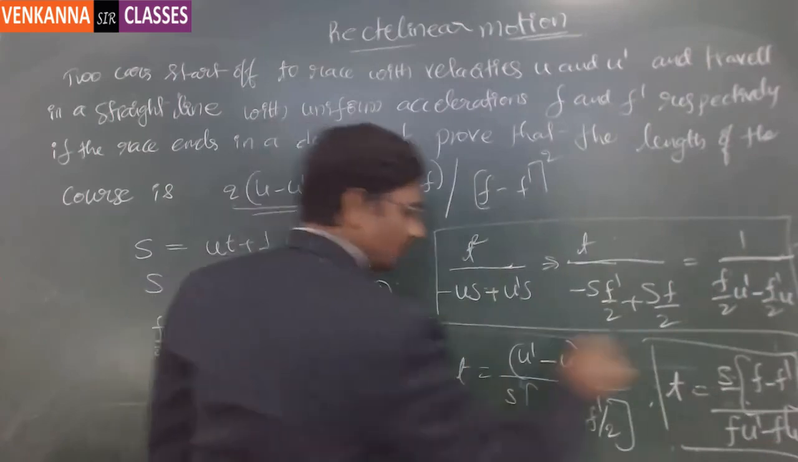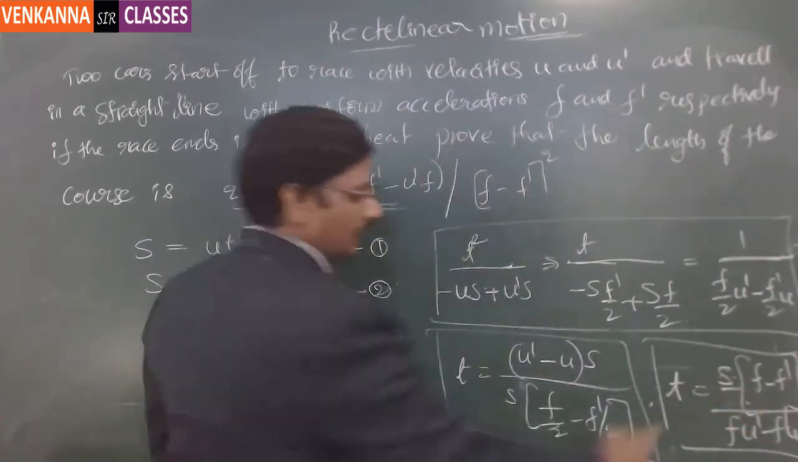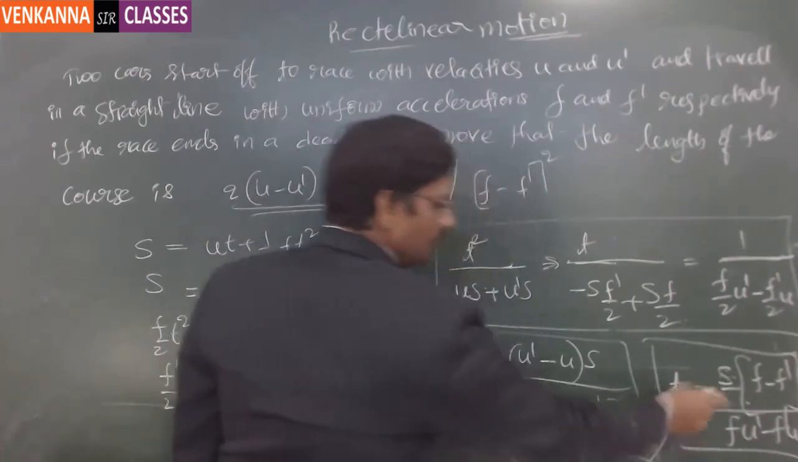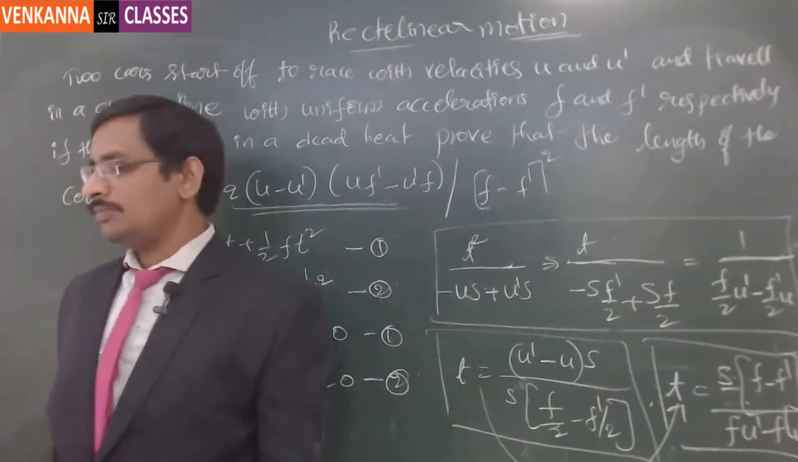Now from this you have got the value of t, and you have got the value of t again in terms of s. Now this t you can replace with this value, and then you can keep s on one side, and you are going to get this value. Got it? Vishal?